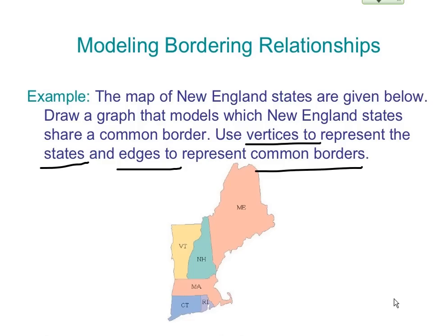So we have Maine, and we have New Hampshire. It doesn't matter where you put the vertices, I just put them in the same layout so I can remember which one's which. We've got Massachusetts, Connecticut, and Rhode Island.